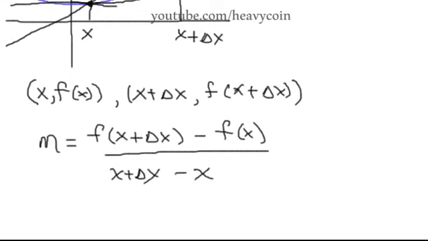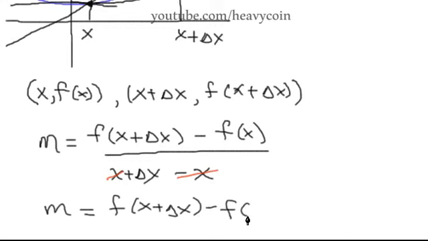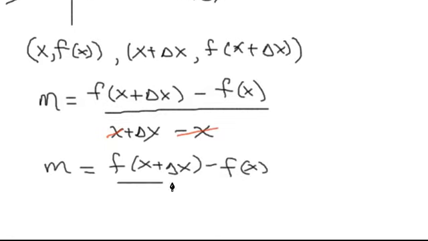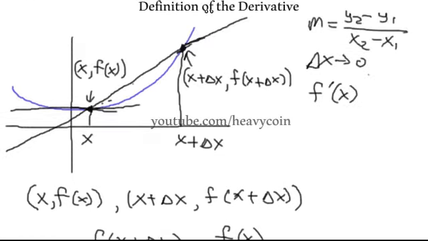Now, as you can see here, we can cancel some things out. In other words, this x minus x, those guys can be canceled out. So now we're left with f of x plus delta x minus f of x, all over delta x. So that's going to be finding the slope of the secant line. That would be this guy right here.